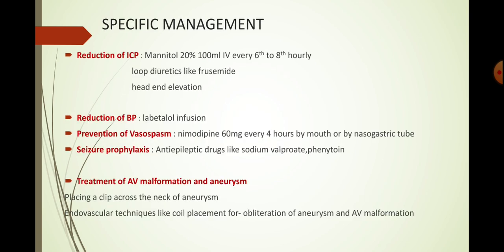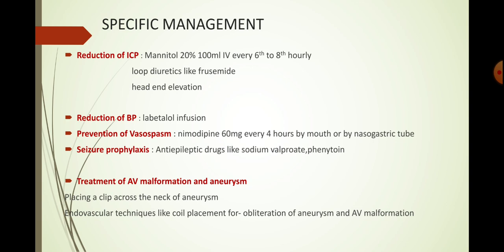Now, how do we specifically manage subarachnoid hemorrhage? So we know here also there is a hematoma collection. It enlarges, applies increased pressure on the brain. So how do we manage raised ICP? Mannitol 20%, 100 ml IV every 6 to 8 hours, head elevation, injection furosemide. So here there are two things that you need to specifically prevent: seizures and vasospasm. For seizure prophylaxis, give injection phenytoin or sodium valproate, and for vasospasm give nimodipine 60 mg every 4 hours.